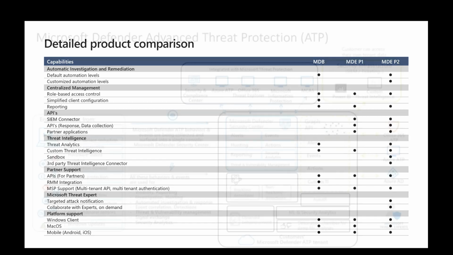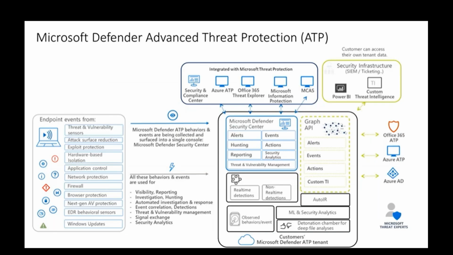Now, this is a bit of an old slide because it talks about Defender Advanced Threat Protection, ATP. That was the old Defender for Endpoint name, but this is probably the best slide that illustrates the point that I want to make here. So on the left-hand side, you'll see all the events from the device, hardware-based isolation, application control, the firewalls, the browsers, all of those events are then fed into the Defender for Business console. So that's going into a central location.